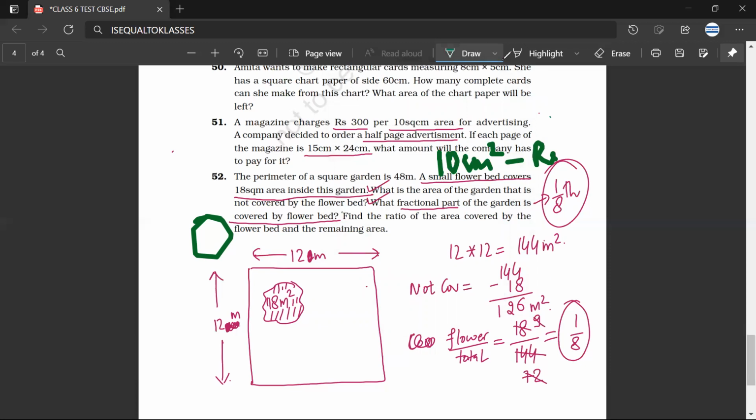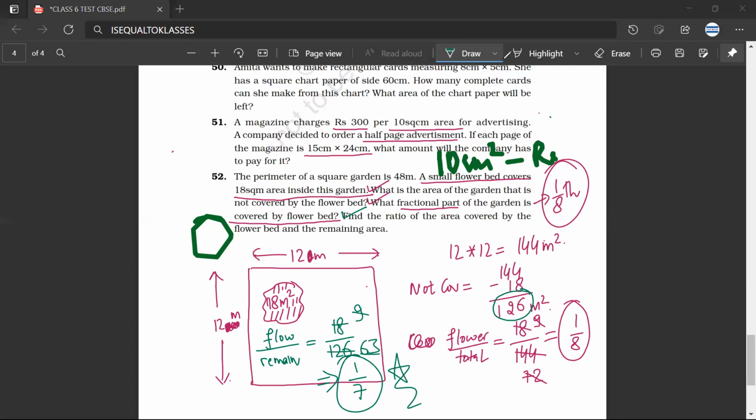Mr. Satya, find the ratio of the area covered by the flower bed to the remaining area. So it would be 18 is to 144. The remaining was 126. Oh, sorry, yeah, 126. Mr. Sarthak, is it correct? Yes, sir. It's correct. Mr. Satya, any doubt? No. Mr. Sarthak, any doubt? No, sir.